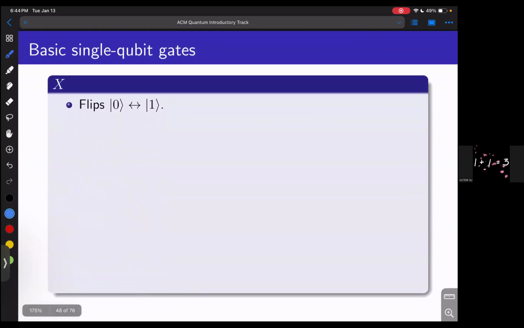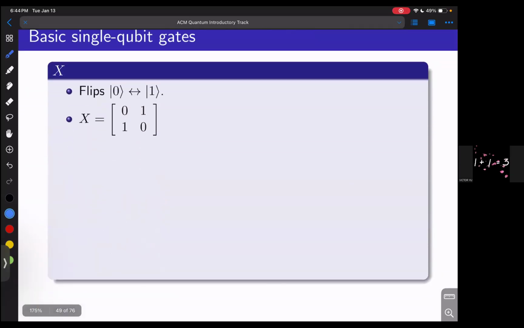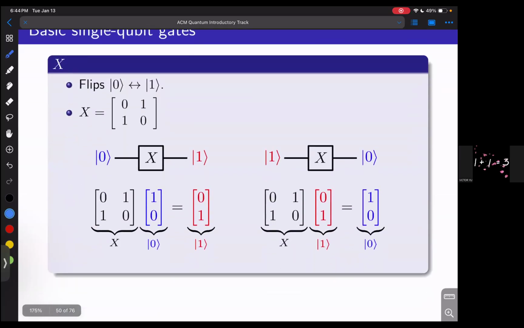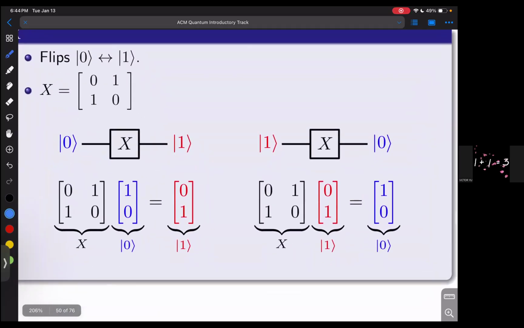Okay, so here are the basic single qubit gates. These gates will only act on one qubit. The first one is an X gate, which will flip the 0 state and the 1 state. And here's its matrix representation. Like we said, these gates can be thought of as matrices. And here's a diagram to show what it does.